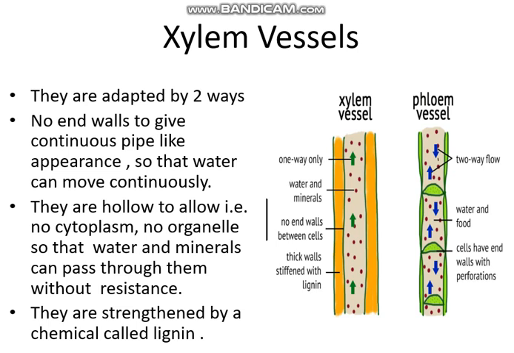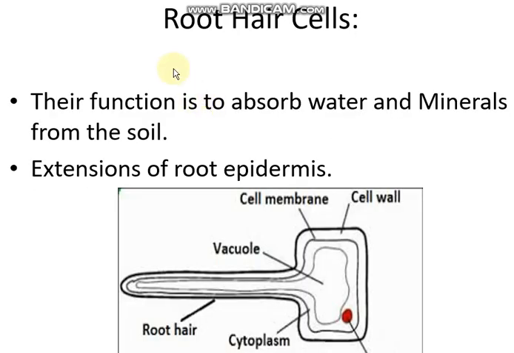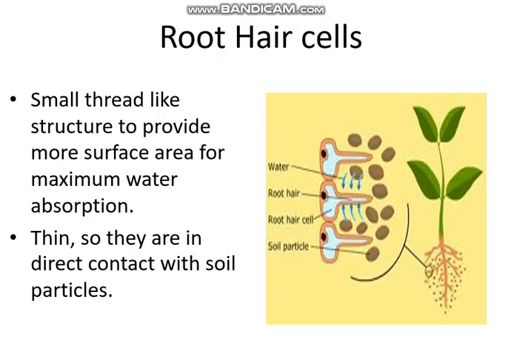Now moving on to the last specialized structure, which is root hair cells. The function is to absorb water and minerals from the soil, and they are called extensions of root epidermis. About root epidermis you will learn in detail in our next chapter. Okay beta, this is a root hair cell. If I show you the diagram, see, this is the plant, this is the main root, and these small thread-like extensions are called root hair cells.